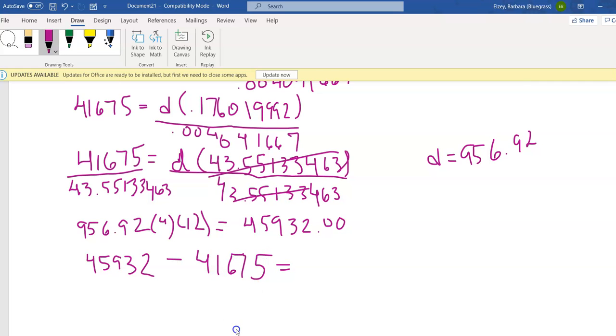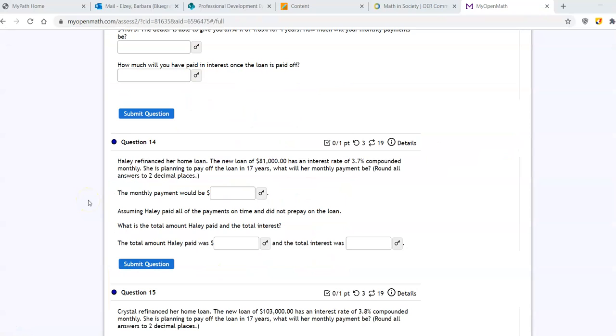All right, so 45,932 minus 41,675, and we've got $4,257 in interest. Now let's look at one more. Haley refinanced her home loan. The new loan of $81,000 has an interest rate of 3.7% compounded monthly. She's planning to pay off the loan in 17 years. What will her monthly payment be?